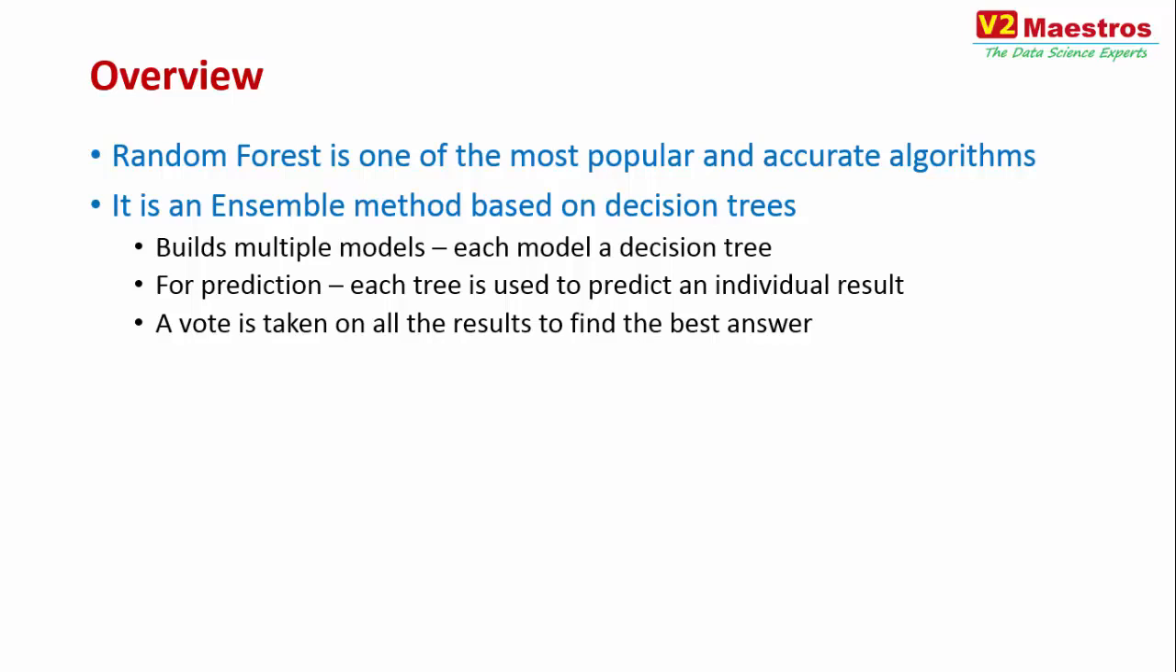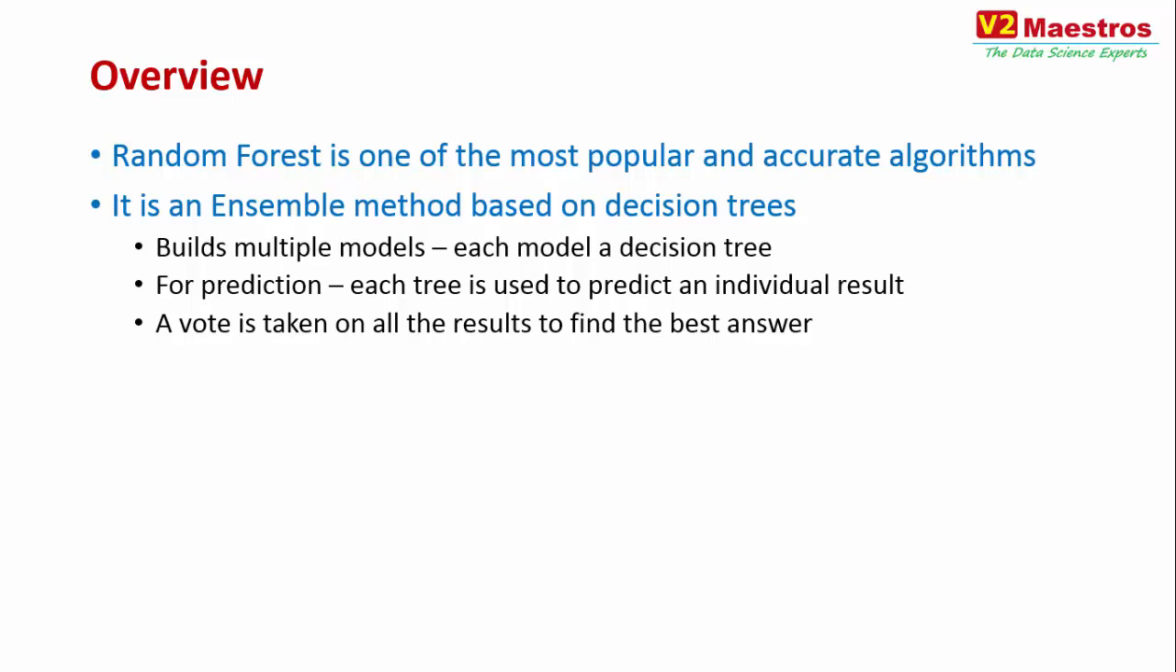So random forest is an ensemble method built on decision trees. Every friend here is a decision tree, and random forest is nothing but a collection of trees. That is why it's called a forest. In random forest, you build multiple models, multiple decision trees. You use the same decision tree algorithm, but you build multiple decision trees. You will see how we build these multiple decision trees later.